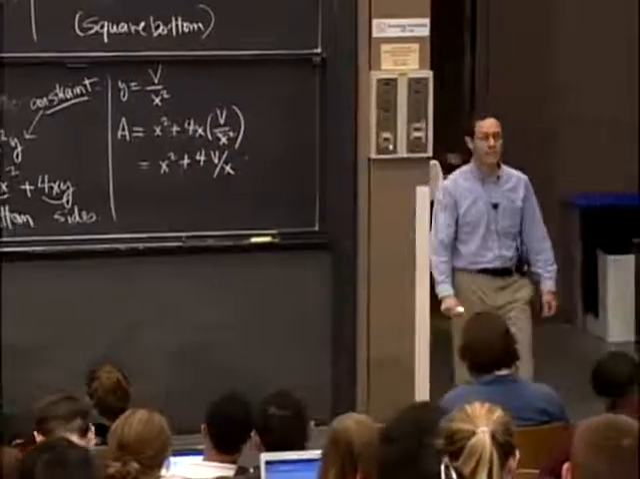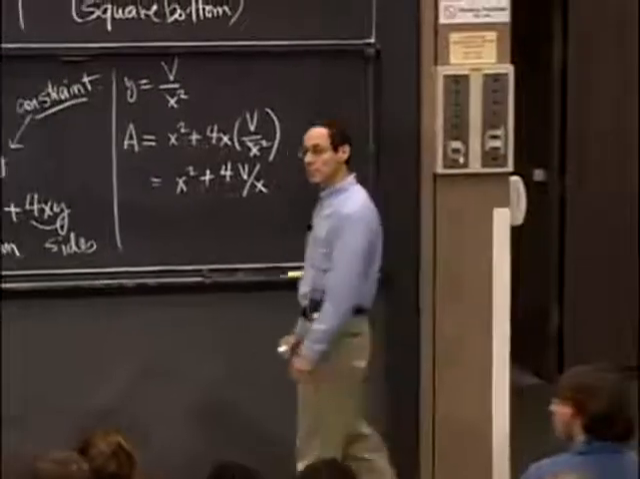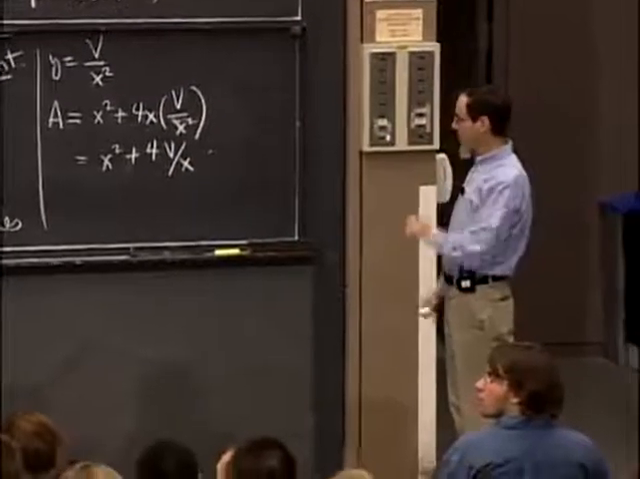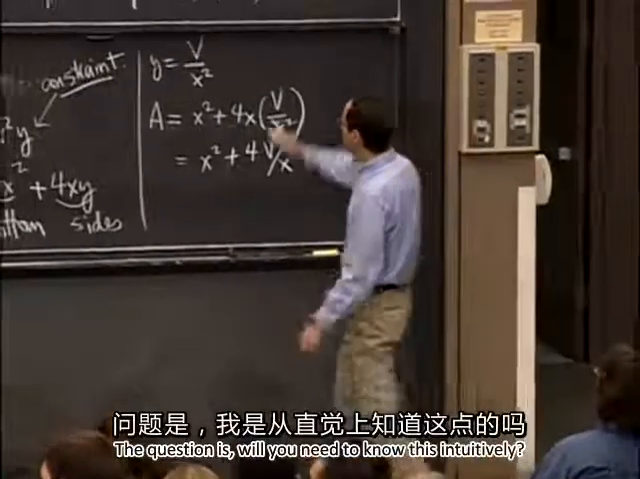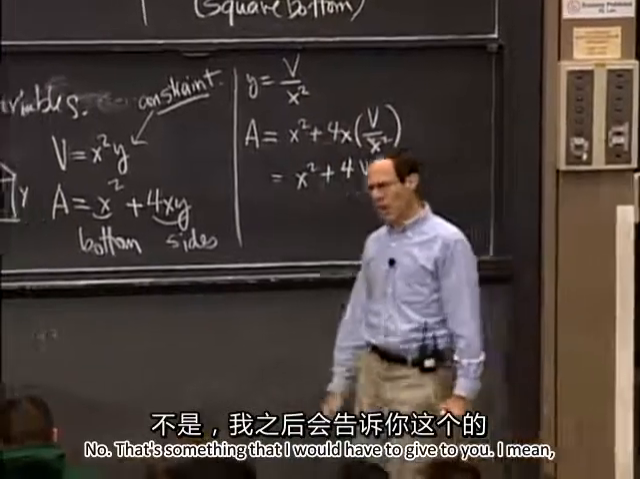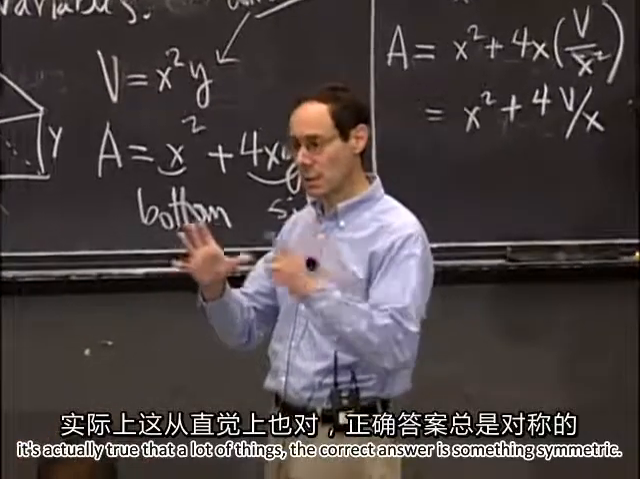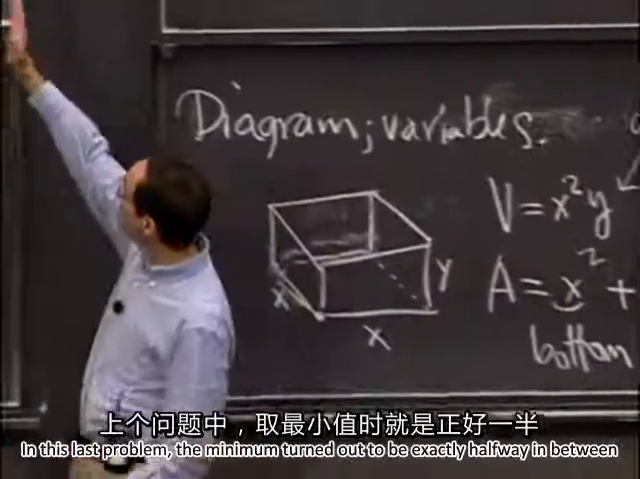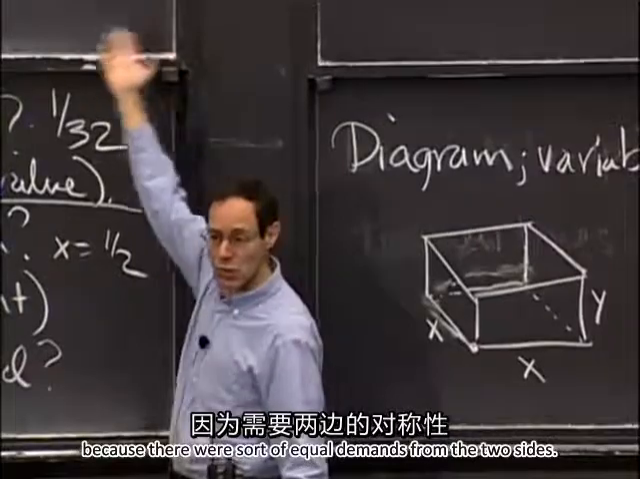Question? At the outset, you said that the best box would have a square bottom. Will we just need to know that intuitively? The question is, will you need to know this intuitively? No, that's something that I would have to give to you. It's actually true that in a lot of things, the correct answer is something symmetric. In this last problem, the minimum turned out to be exactly halfway in between, because there were sort of equal demands from the 2 sides.